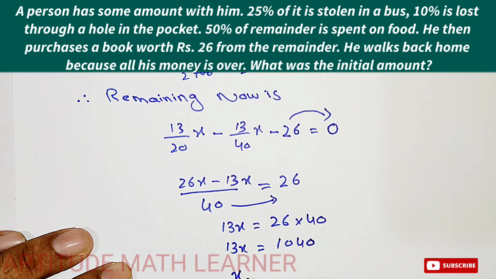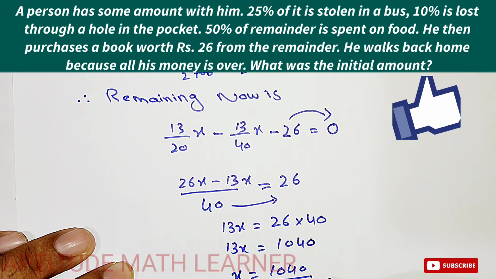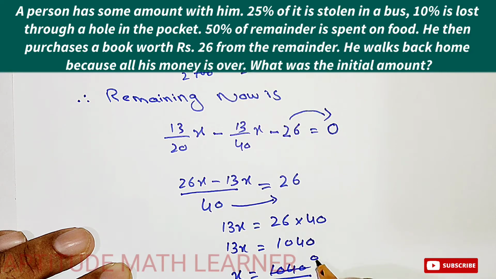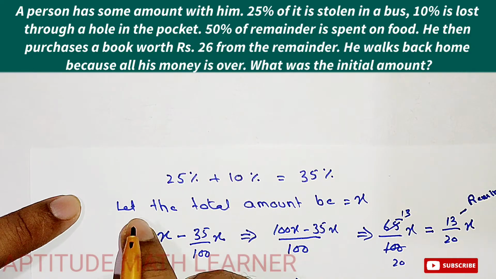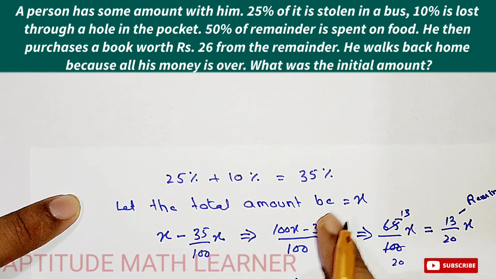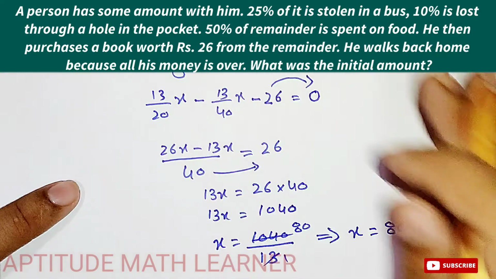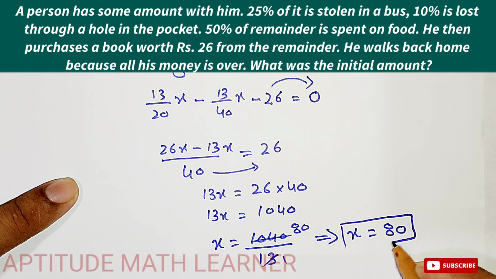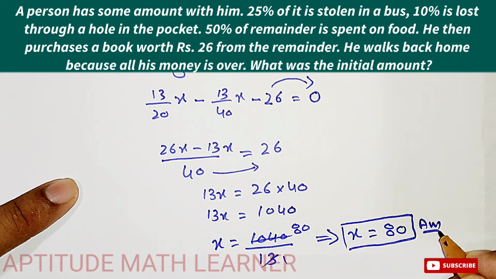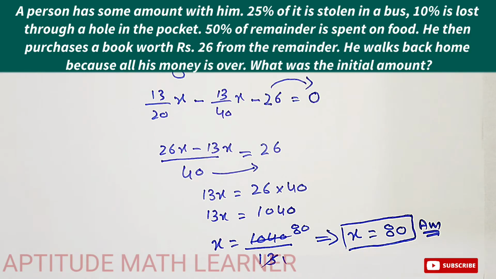Further dividing, x is equal to 1040 divided by 13. Dividing by 13, 13 ones are 13 and 13 80s are 1040. So we have got x equal to 80, and this x was the initial amount. At the starting we took the total amount as x, and now we have found it: x is equal to 80, and this is our answer. I hope you have completely understood. Thank you very much.